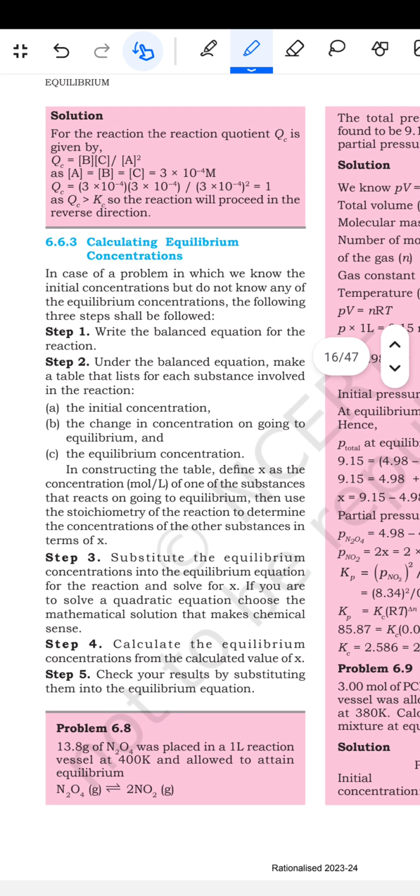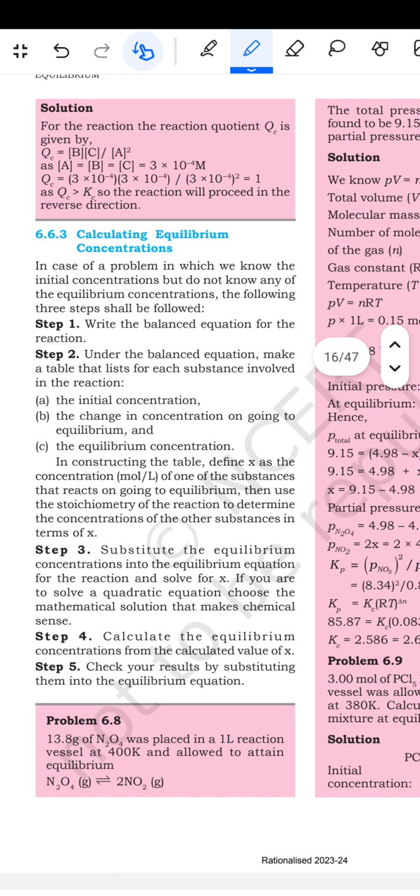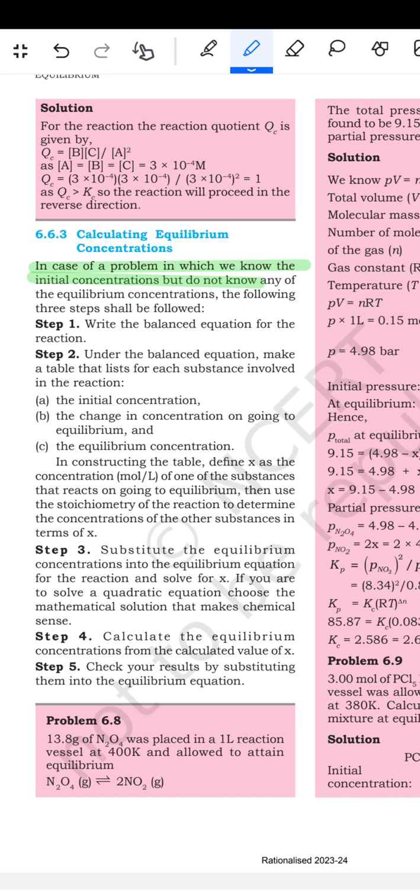अब देखते हैं कैलकुलेटिंग द इक्विलिब्रियम कॉन्सेंट्रेशन को कैसे कैलकुलेट करेंगे. तो इन द केस ऑफ द प्रॉब्लम इन विच वी नो द इनिशियल कॉन्सेंट्रेशन बट डू नॉट नो एनी ऑफ द इक्विलिब्रियम कॉन्सेंट्रेशन, द फॉलोइंग 3 स्टेप्स शॉल बी फॉलोड.